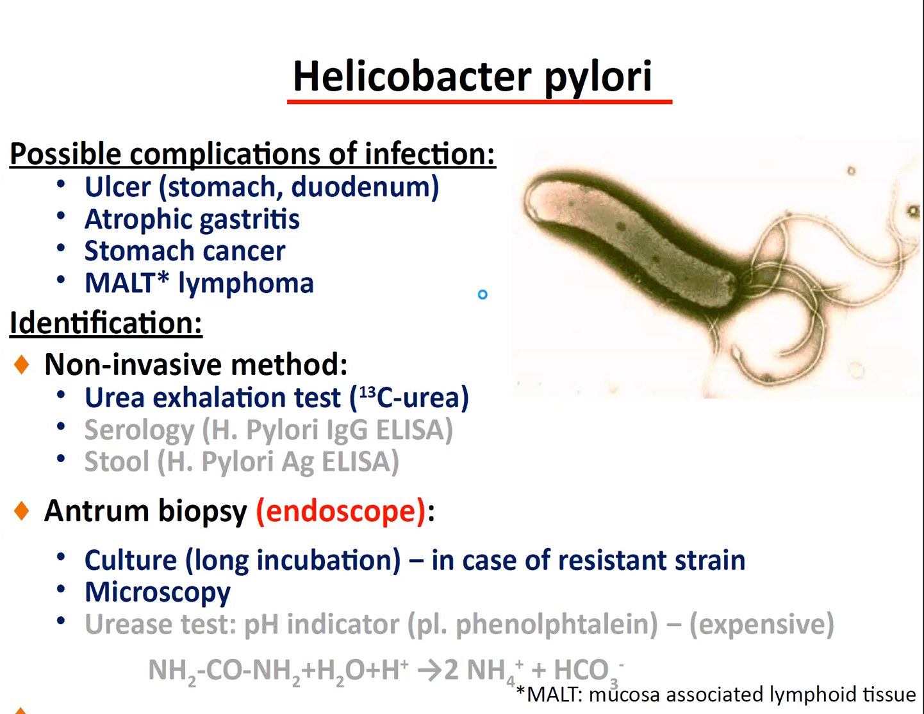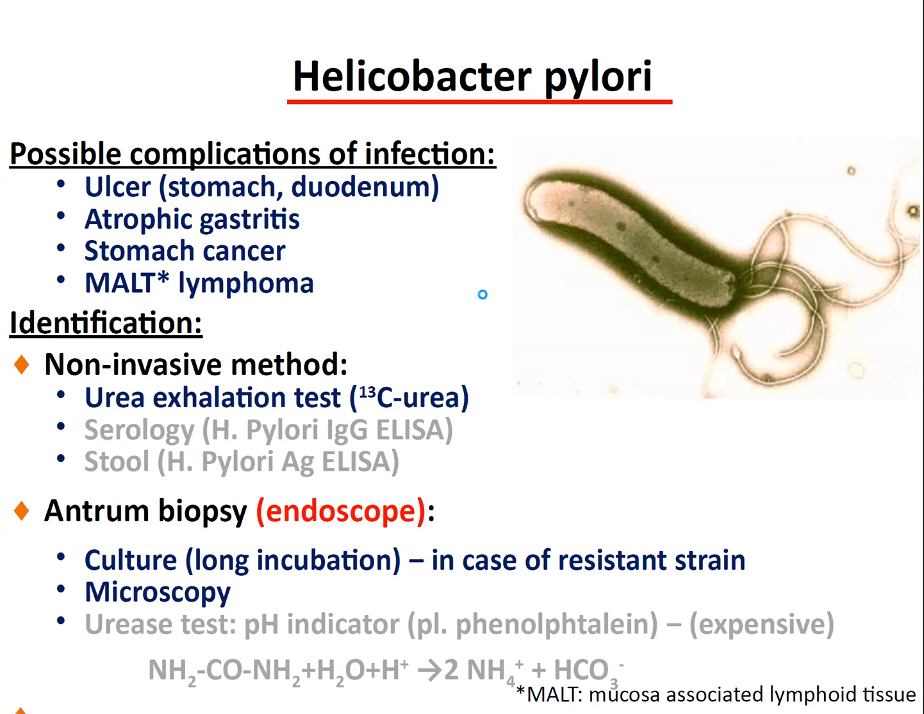Now, what is the urease activity for? This urease activity is going to protect the bacteria, because the urease is going to produce ammonia and ammonium as well. So that's a more alkaline milieu. And this alkaline milieu is protecting the bacteria.